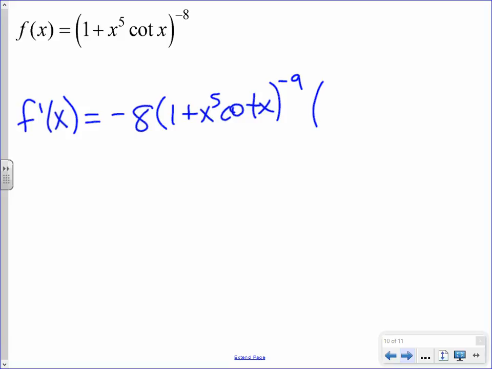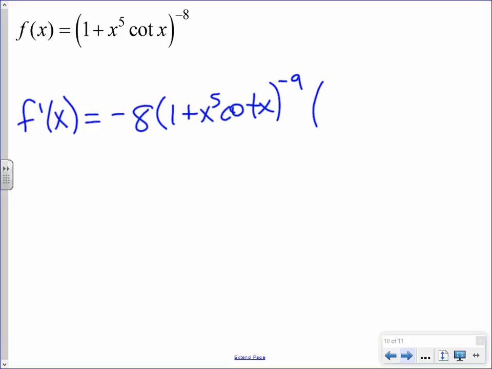Do you notice how I'm using parentheses? Parentheses are always a good idea when you're multiplying. That way you don't get tripped up with any negative signs, wondering, was this multiplied by a negative or is it subtraction? Okay, always do parentheses. So, derivative of the inside.